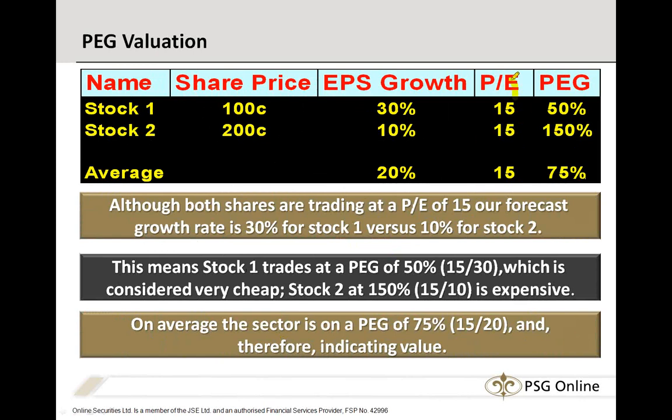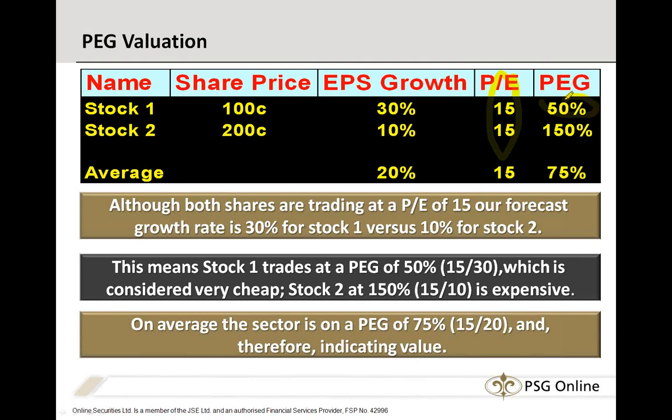Here we've got two shares, both trading on a PE of 15. Which one do you go for? You want to go for the companies with higher growth. Now in this situation, the stock one, by the way, this company's share price is at 1 rand, the other is at 2 rand. This company is growing at 30%. So divide the 15 by the 30.